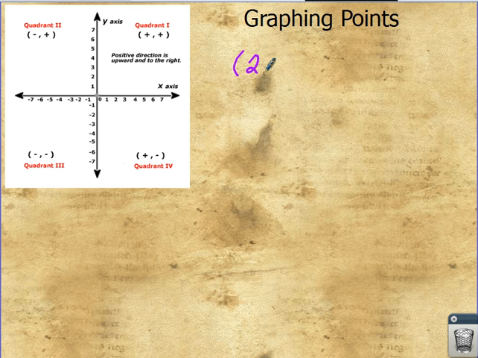Plotting an ordered pair, 2, 3, has an x and a y. The first number tells you how far left or right to go. The second number, up and down. There you go. Now I would like to touch on this.